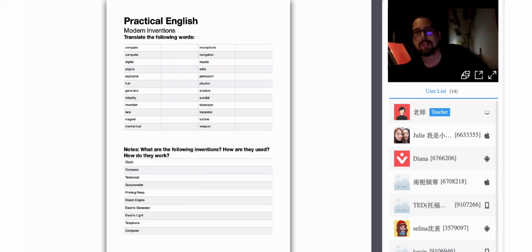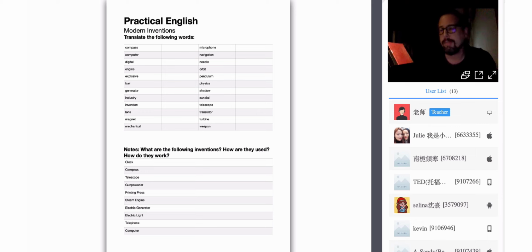Physics. So physics is a branch of science having to do with the forces in the world, like gravity and electromagnetism, heat, light, all this cool stuff. A sundial, a shadow. You'll get to know that in a minute. A telescope, a transistor, a turbine, and a weapon. A telescope, you'll get to know what that is soon enough. A transistor, again, you'll get to know what that is soon enough. A turbine, part of the electric generator, and a weapon.